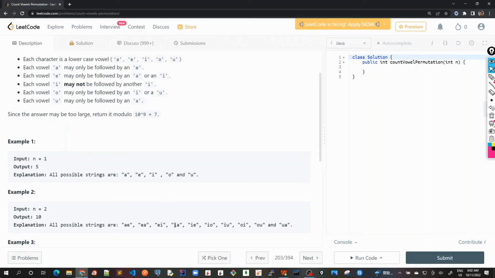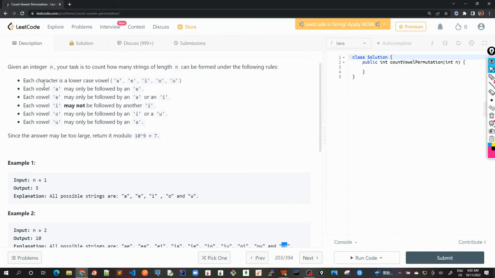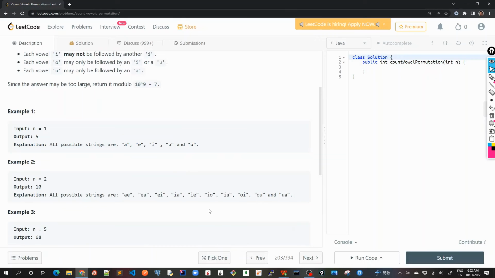Similarly for I, it can be followed by everything except I, so it can be IA, IE, IO, and IU. And for O, it can be followed by an I or U, so we have OI and OU. And finally, for U, it can be followed by an A, so we have UA. So these are all the strings possible considering all the rules given here. If we count all these possible strings, the count corresponds to 10.